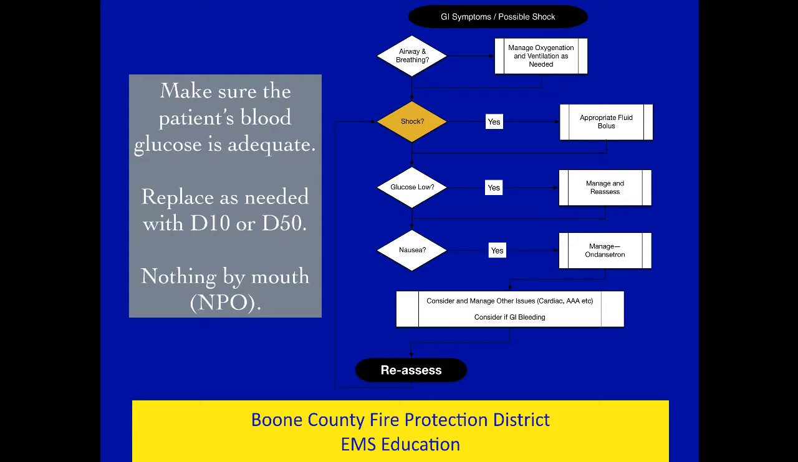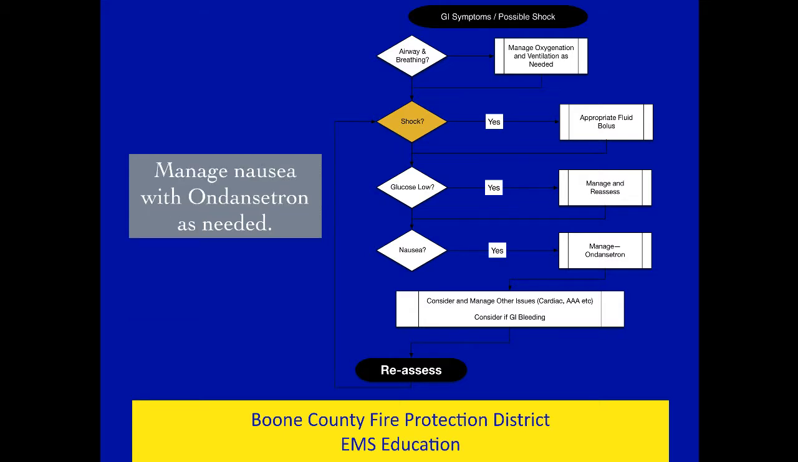If they're nauseated and they're vomiting, maybe they aren't eating well, maybe their glucose is down. They don't have to be diabetic to be hypoglycemic, so double check that. If you need to give them a little bump, we like D10 better than D50 because if the IV were to infiltrate, the D10 is not nearly as caustic as the D50 is. And then nothing by mouth. It just makes sense, but we need to say NPO so that we can prove that you had heard that once at least. Manage nausea with the world's most amazing medicine, ondansetron.